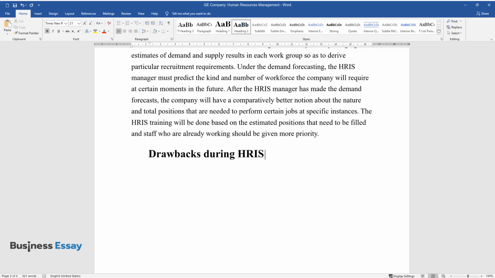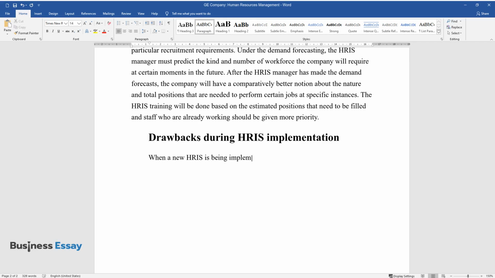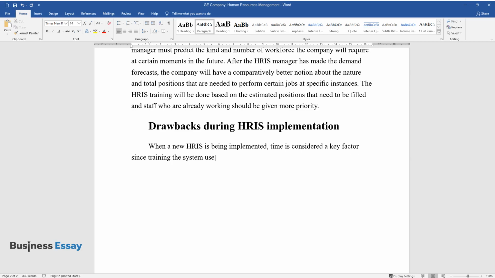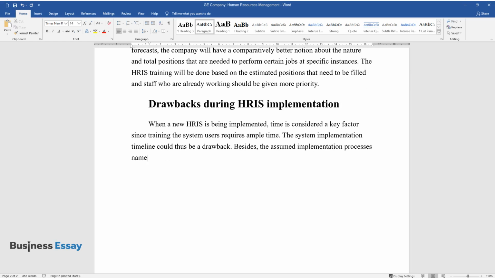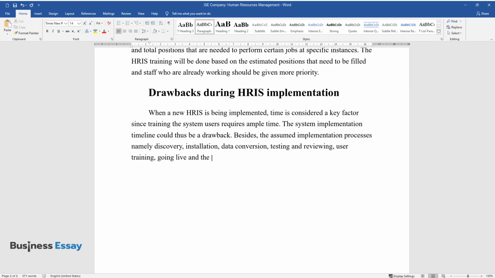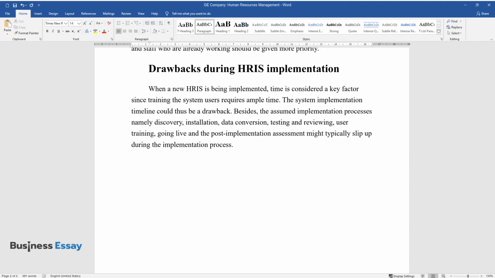Drawbacks during HRIS implementation. When a new HRIS is being implemented, time is considered a key factor since training the system users requires ample time. The system implementation timeline could thus be a drawback. Besides, the assumed implementation processes, namely discovery, installation, data conversion, testing and reviewing, user training, going live and the post-implementation assessment might typically slip up during the implementation process.